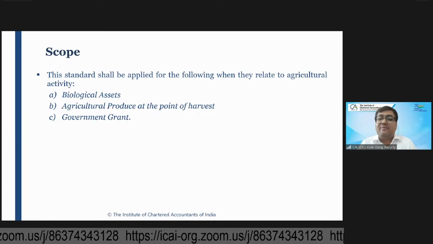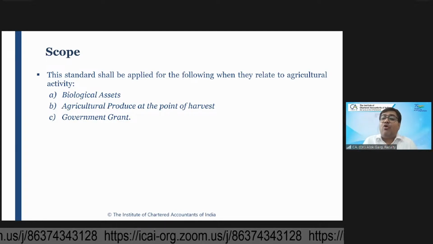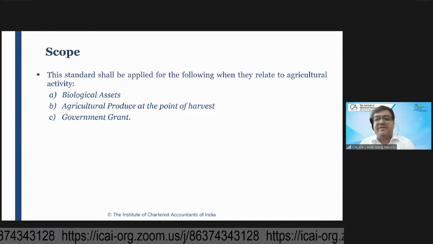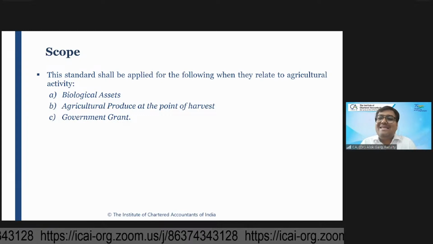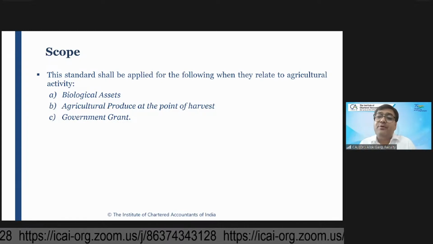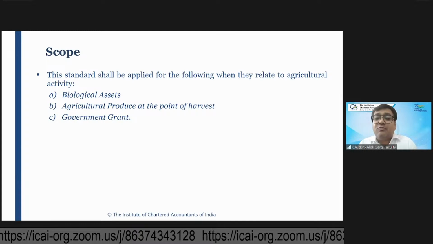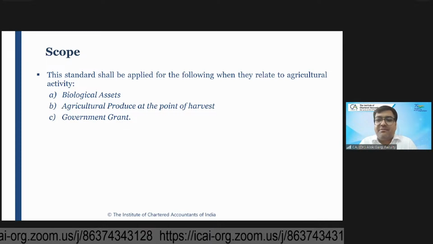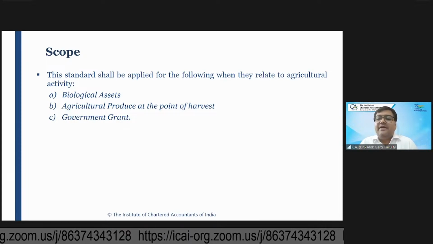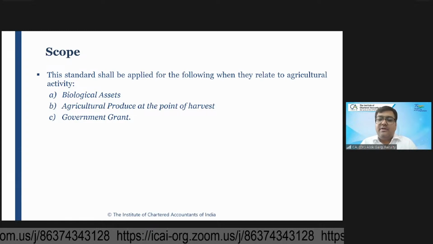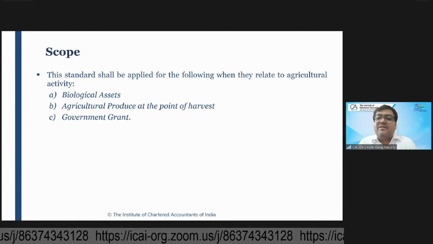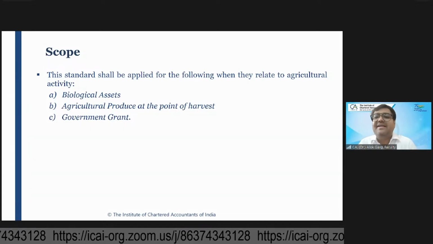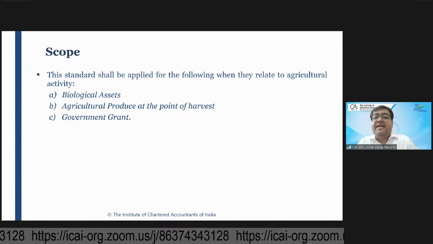So this standard is applicable to biological assets. This standard is applicable to all the agriculture produce up to the point of harvest. For example, a mango lying on the mango tree is agriculture produce, but it will come under Ind AS 41 only when the farmer or the owner plucks those mangoes. For example, if today is 30th May and the farmer plucks the mango today, the recognition and measurement of the harvested mangoes will happen on this date as per Ind AS 41.